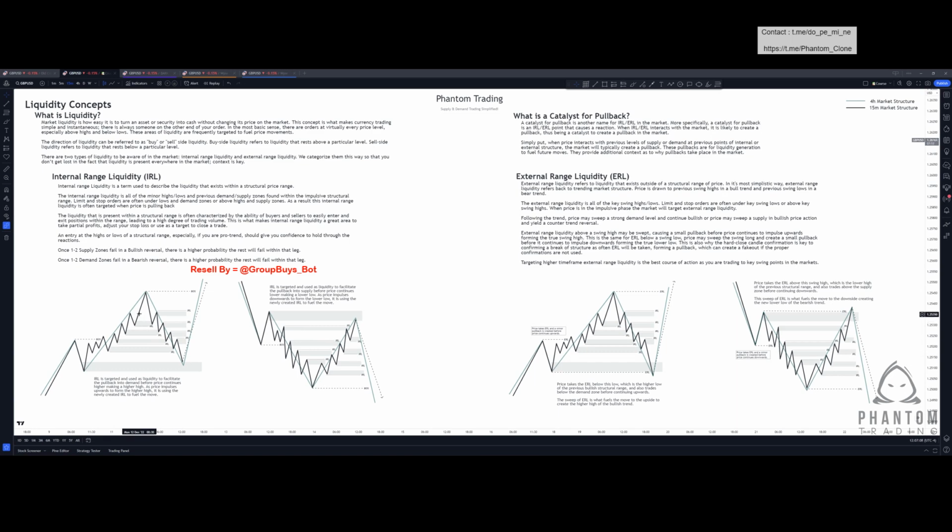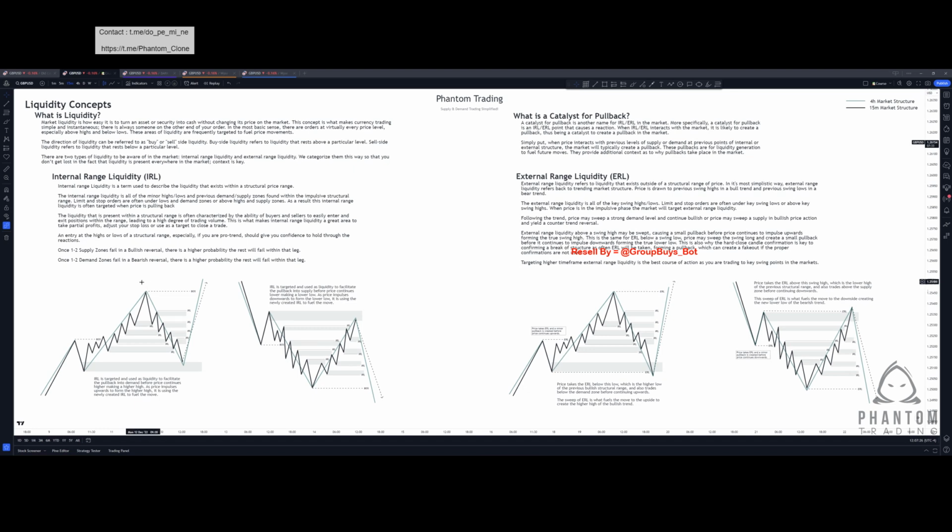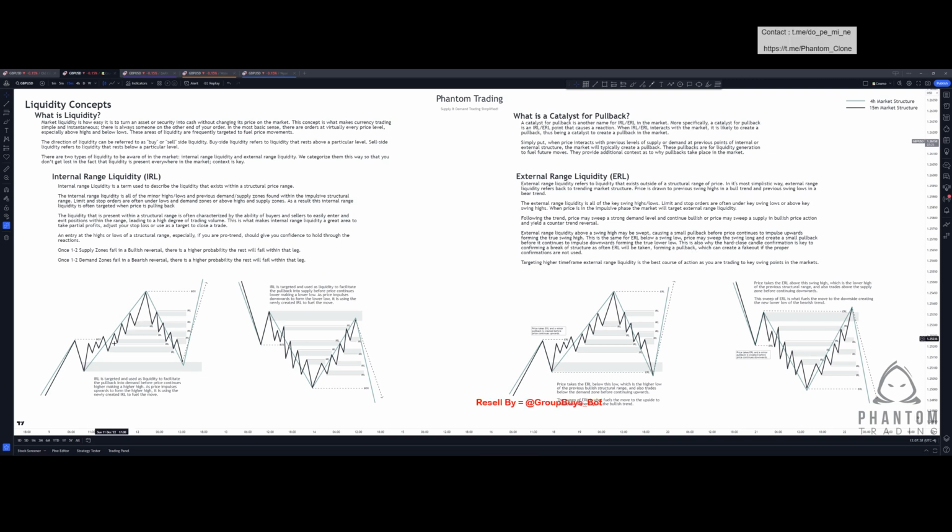Internal range liquidity is targeted and used as liquidity to facilitate this pullback into demand before price continues higher, making the higher high. As price impulses upwards to form that new higher high, it's also using the newly created internal range liquidity pieces to fuel its move. If we take a step back, we see that price has now created its higher high in the market. And if we look at all of the structure on, say, the 15-minute within that impulsive leg, we can see that we have previous internal lows as well as previous levels of demand.